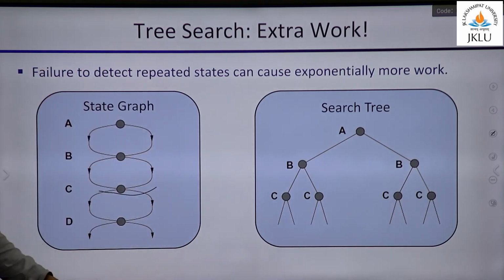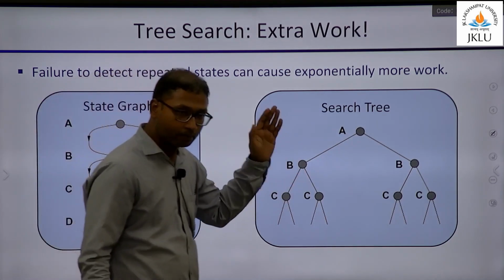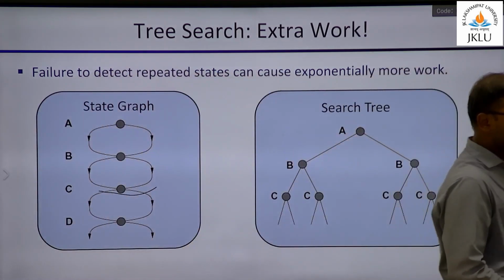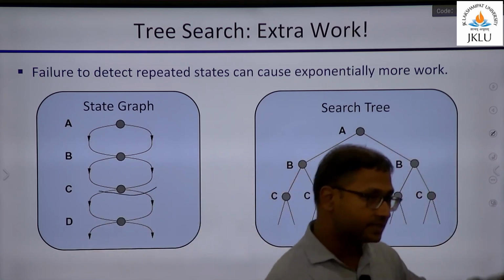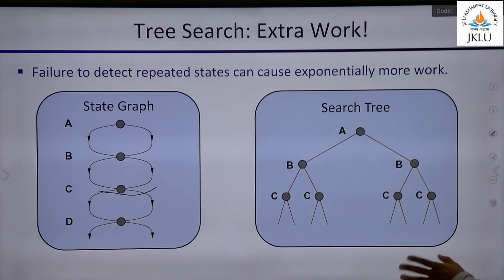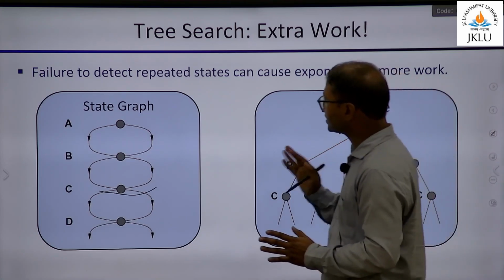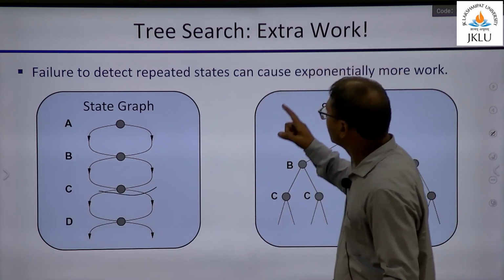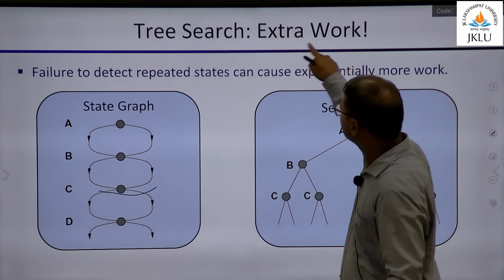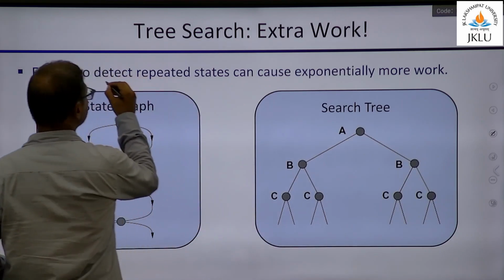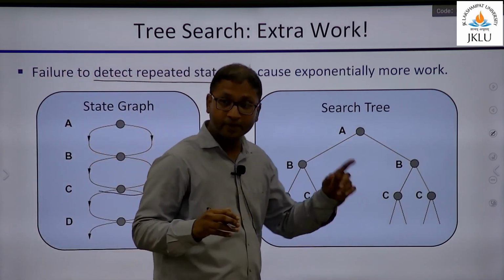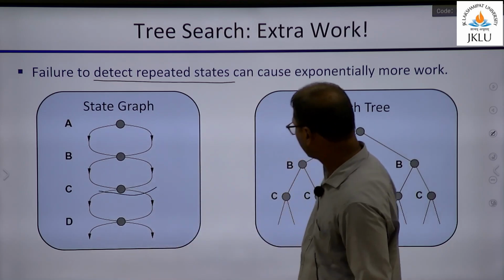If this continues like this, how is my number of nodes in this tree increasing? 2 to the power n. So n states there, and on this side you have exponentially many, 2 to the power n. So this is really bad. In tree search we are doing a lot of extra work because we are not able to detect the repeated states.